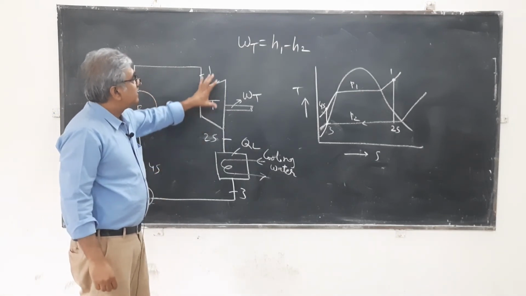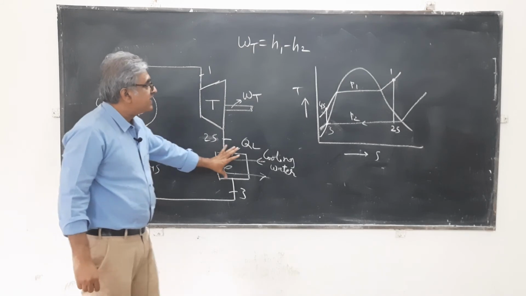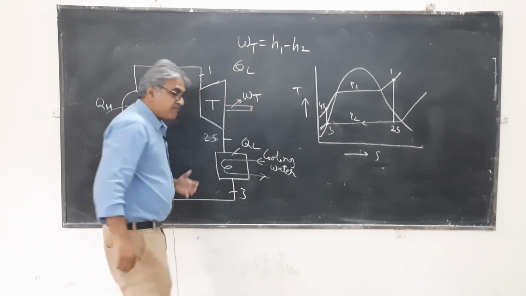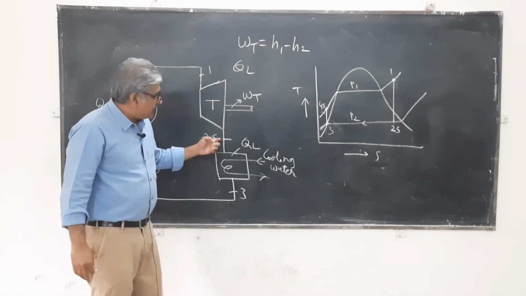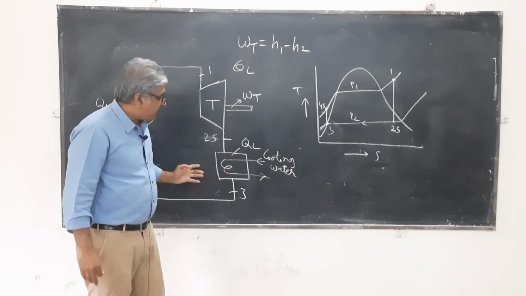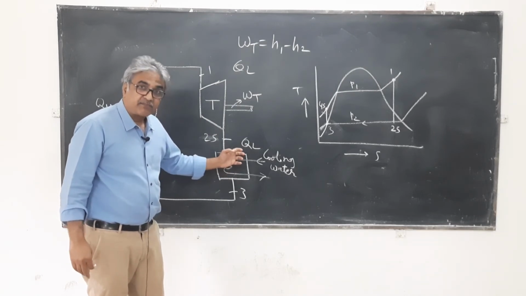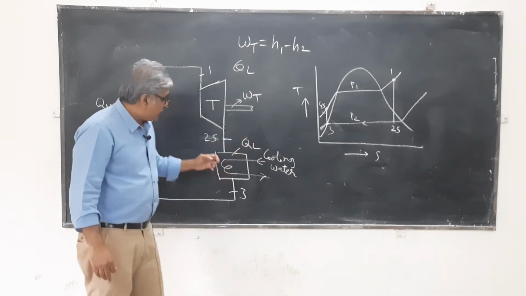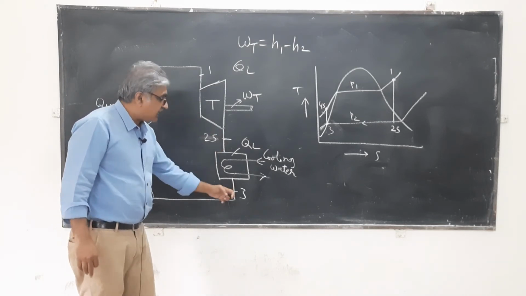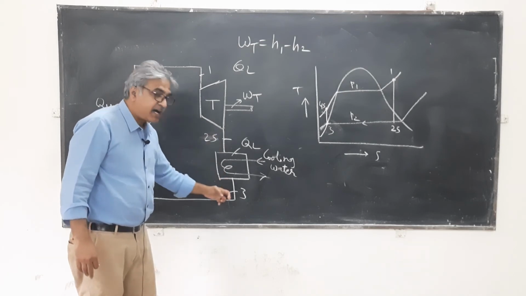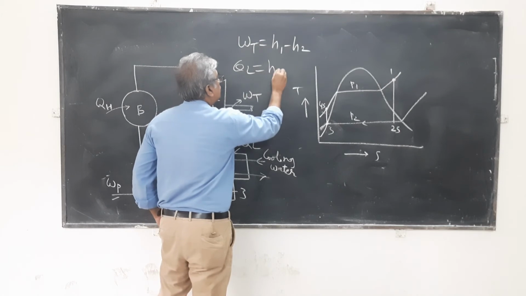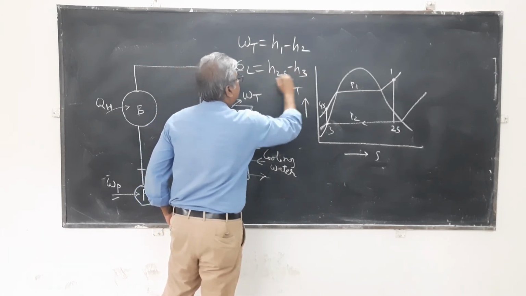Now let's come to this. This is heat rejection, QL. By the same logic, kinetic energy and potential energy terms are neglected, there is no work transfer, there is heat transfer. The heat is rejected. So this is enthalpy here and enthalpy here, and this enthalpy will be less. So H2S minus H3 is your heat rejection. This is H2S minus H3.